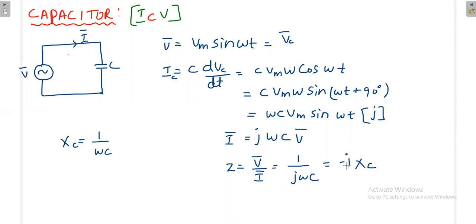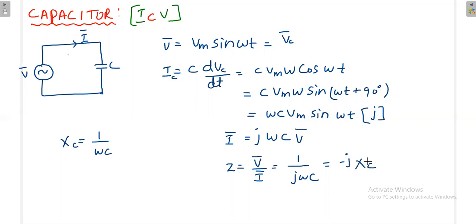Already minus j is there, so you have to remember that whenever a capacitor is there, the impedance becomes minus j. If it is an inductor, the impedance means plus j, and then the remaining parameter will come. There XL will come, here Xc will come. There XL is equal to omega L, but here Xc is equal to 1 by omega C.